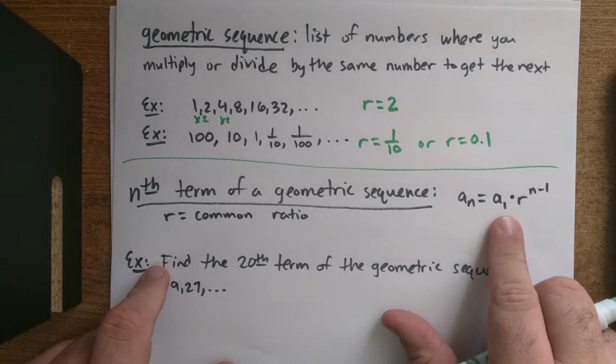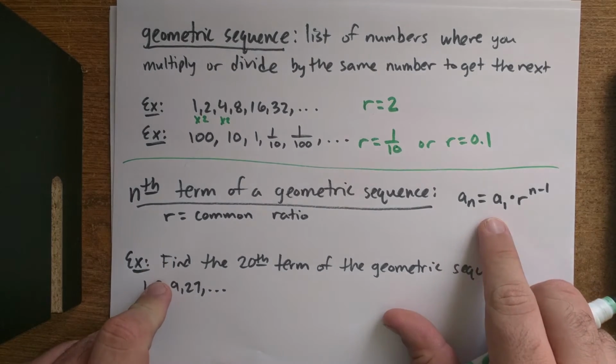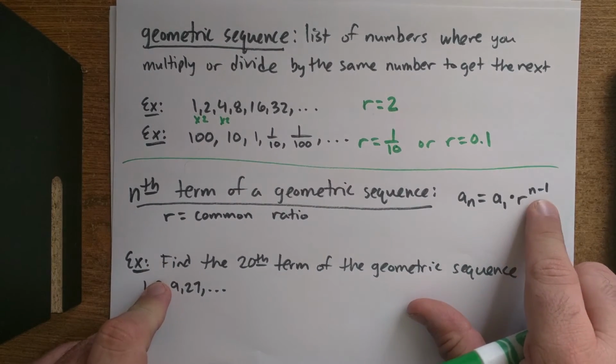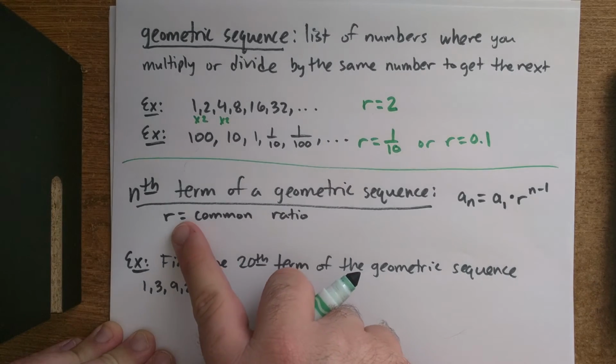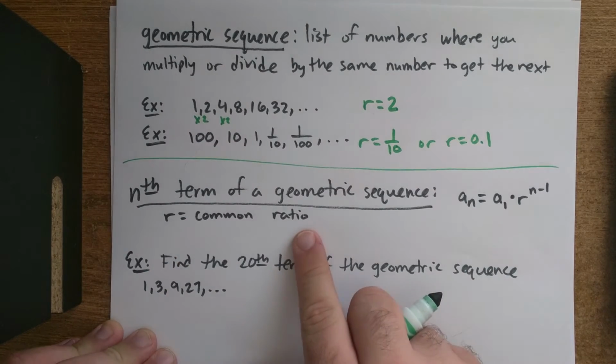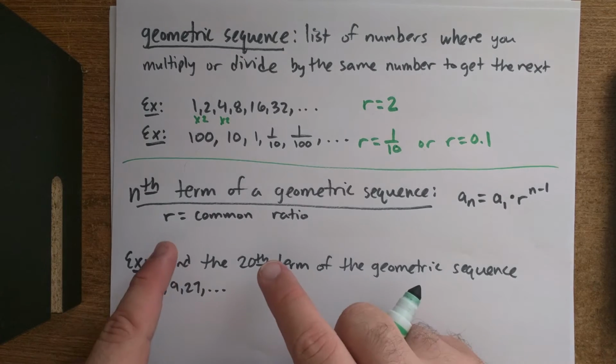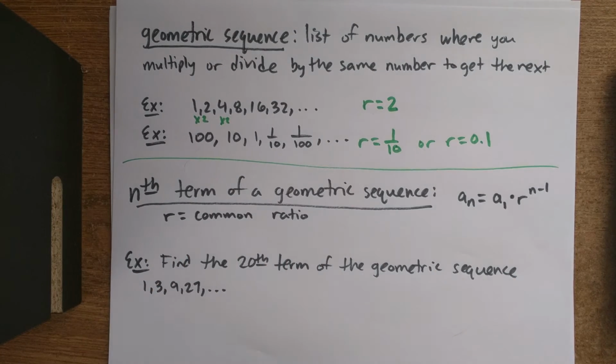Alright, so now, to find the nth term of a geometric sequence, any term of the list that you want, here's the formula. It's a sub n equals a sub 1 times r to the power of n minus 1. And again, r is what's called your common ratio. So d is the common difference, that's for arithmetic. r is the common ratio for geometric sequences.